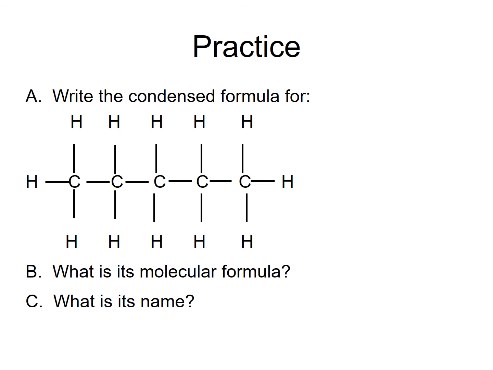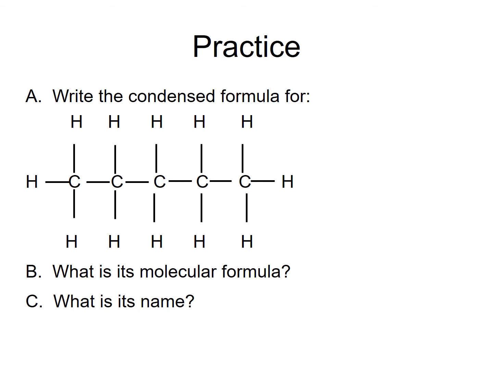So if we take a look at this one here, counting our carbons, we have 5 carbons in a row. We have 3 hydrogens on the left carbon, 3 hydrogens on the right carbon, and 2 hydrogens in the middle. So if we were going to practice writing a condensed formula for this, we would start on the left, we'd say CH3, and then we would have CH2, CH2, CH2, and then finally end with CH3. The molecular formula would be just the number of carbons, C5, followed by the number of hydrogens, H12.